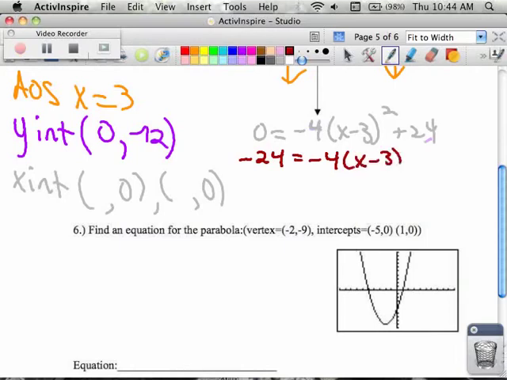Parentheses, x minus 3, squared. Oh no! There's a negative 4 in front of the parentheses. Let's get rid of it. So I divide by negative 4. 24, that's negative, divided by negative 4 is positive 6. Negative 4 divided by negative 4 is positive 1.